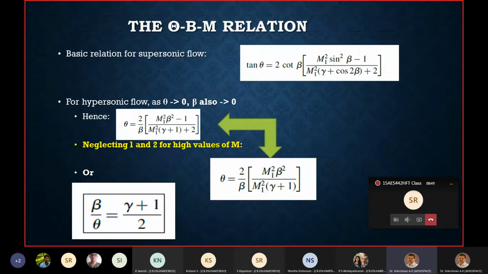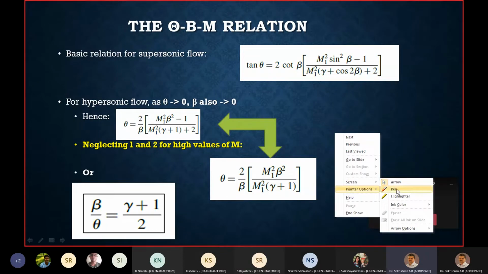Okay, now coming to this all important theta-beta-M relation, which we reviewed in the previous class. As we know, it relates the flow deflection angle theta, the shock wave angle beta, and the upstream Mach number M, or M1 here as it is shown. This is the basic relation we just recalled from the previous class.